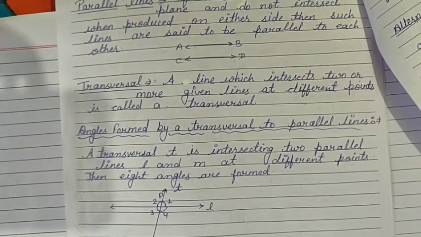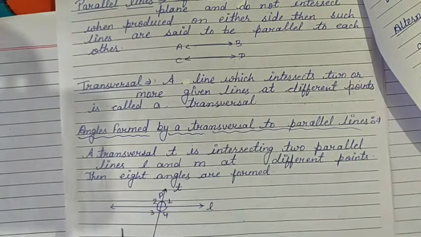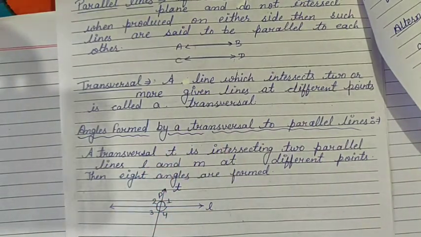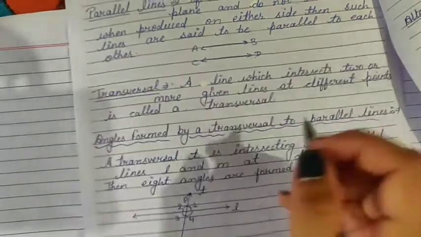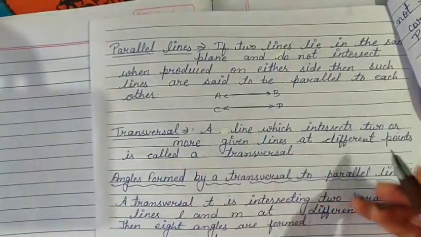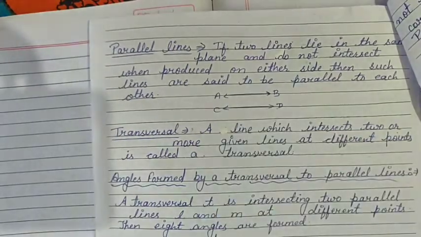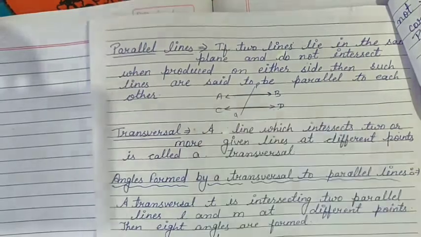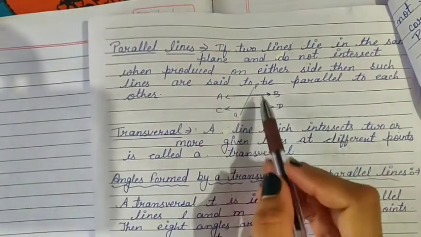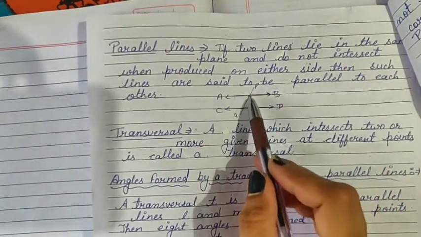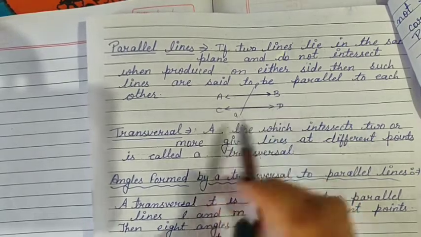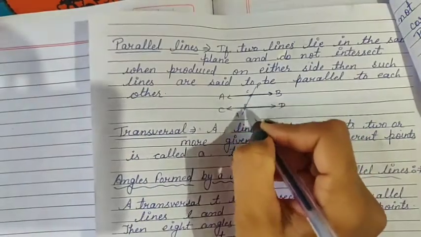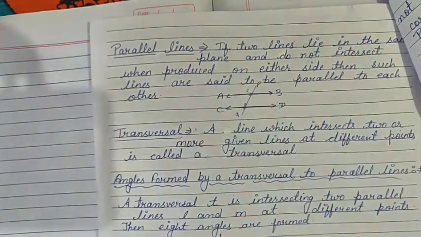Now transversal line. A line which intersects two or more lines at different points is called a transversal. For example, these are two lines AB and CD. If this is a line PQ, this is called a transversal because this is a line which intersects two or more lines. It intersects AB and CD at two different points X and Y. So this is called a transversal.